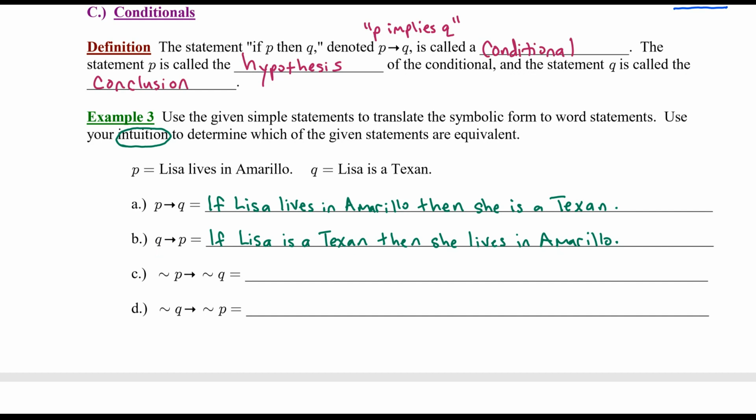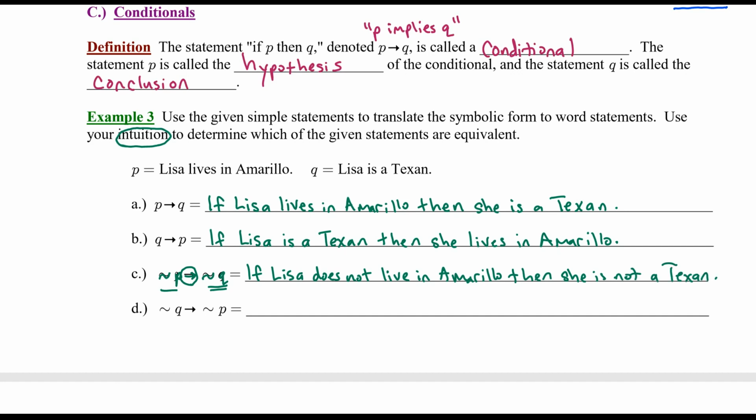Let's try another variation. This one is not P implies not Q. Now remember, when I see this conditional arrow, I'm going to begin the statement with the word if. The word if identifies the hypothesis. Whatever statement follows the word if is the hypothesis of the conditional. So we need to form the statement not P. So if Lisa does not live in Amarillo, then now we need to form the statement not Q. She is not a Texan.